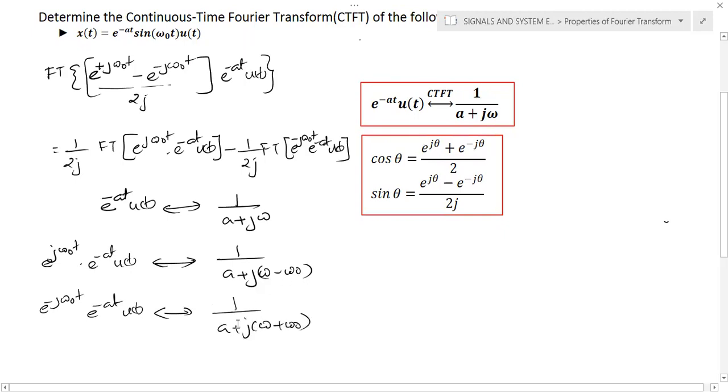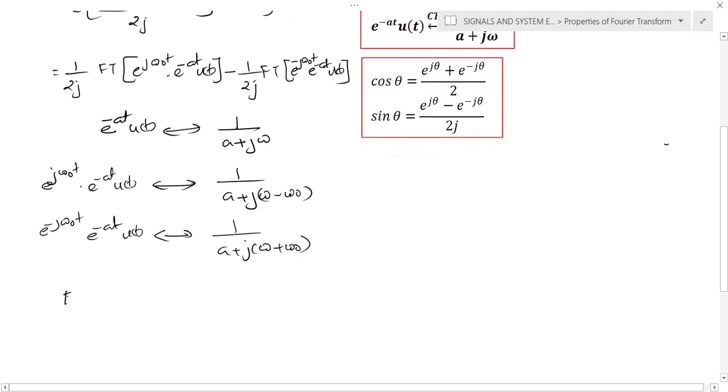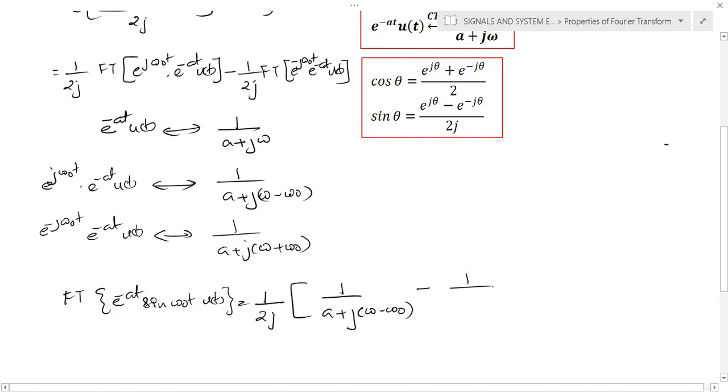Now we need to simplify this. So the Fourier transform of the signal e raised to minus at into sine omega 0 t into u of t, we can apply the linearity property here. Already we applied frequency shifting property. Now we can apply linearity property, and you can combine the result. It's 1 by 2j. Within bracket, the transform of the first term is 1 by a plus j omega minus omega 0 minus 1 by a plus j omega, sorry, omega plus omega 0.